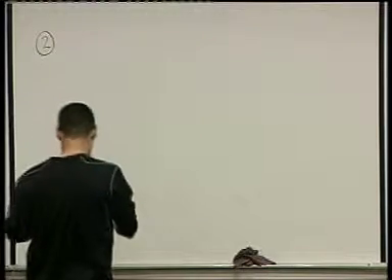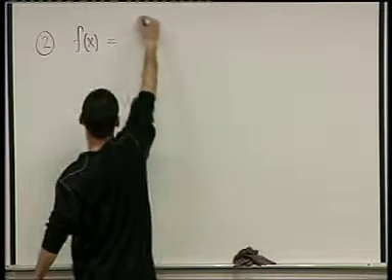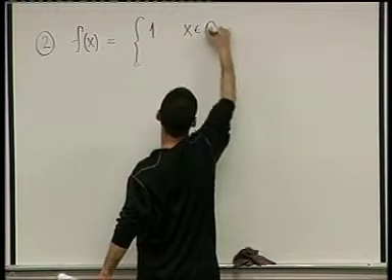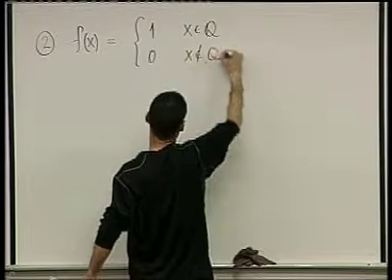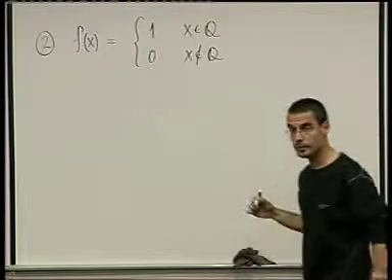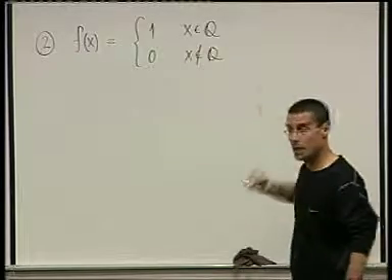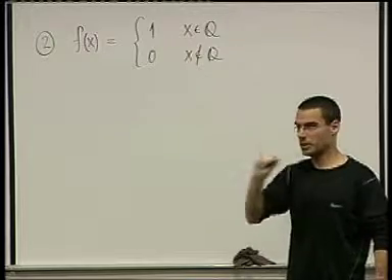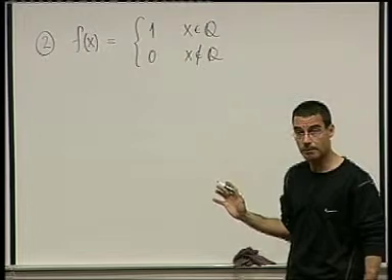Example 2. Our all-time favorite function, the Dirichlet function: 1 when x is rational, 0 when x is irrational. Do you all remember the picture? Well, the so-called picture of this Dirichlet function. It's just like a bunch of dots on 1 and a bunch of dots on 0, and we said that that is not an accurate picture in any sense, right?